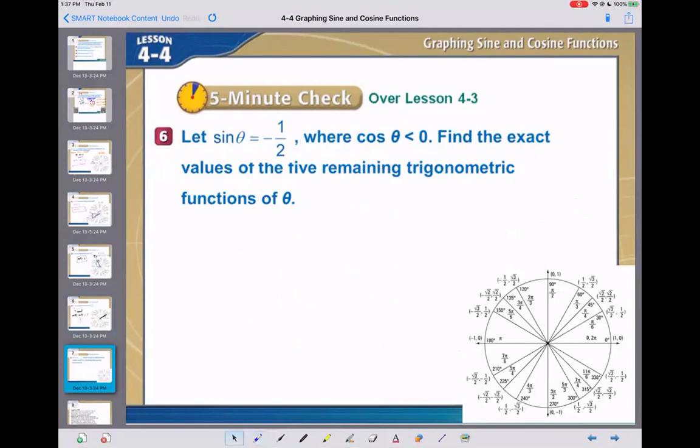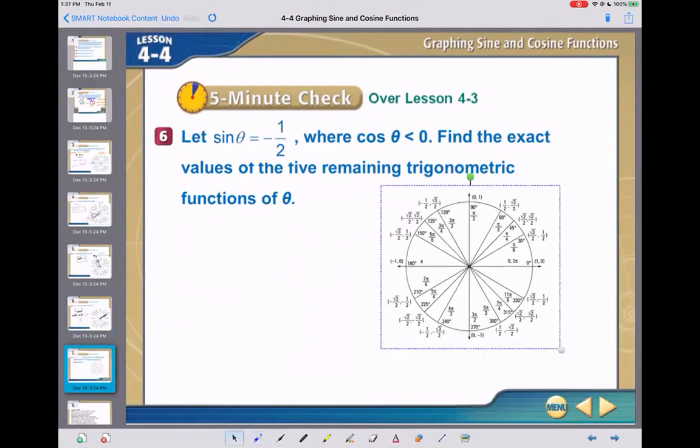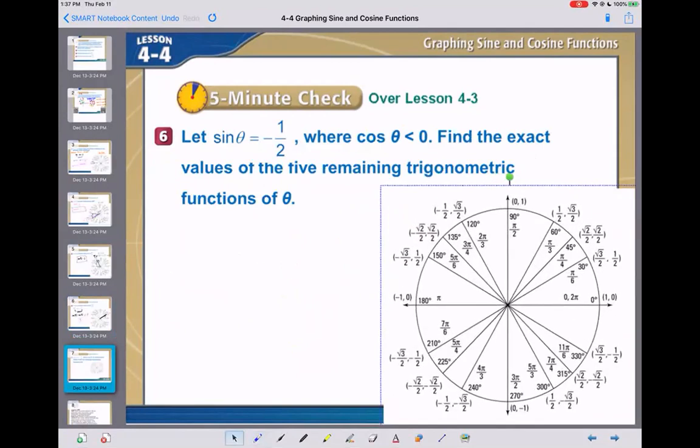Actually, I want to take a break. Do you want me to solve this first using the unit circle, or would you rather I do the algebra first and then use the unit circle? Which way would you like me to do this first? All right, here, algebra first in the chat.